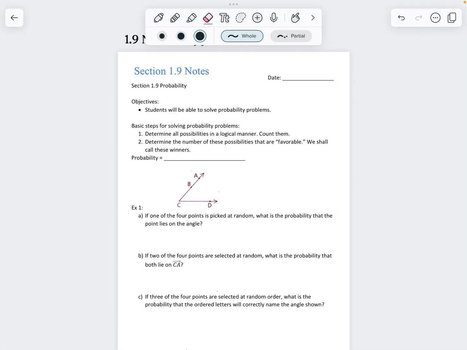Okay, hi everyone. Let's talk about probability. This is our last section of notes, so we will review next class. I'll take any questions you might have on this, but it's pretty short and sweet.